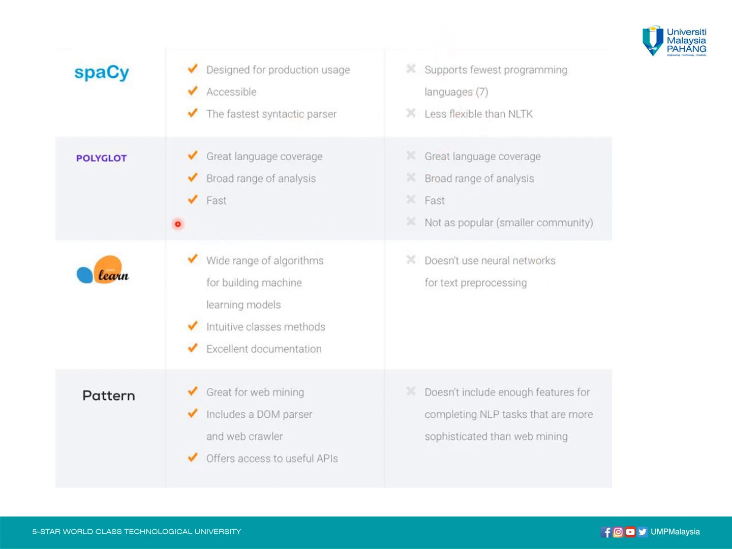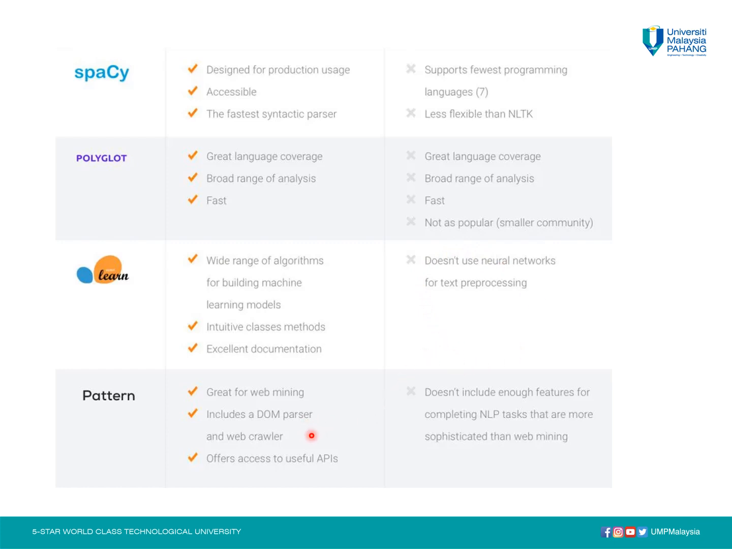And then the next one is Polyglot. It has great language coverage, so there are a lot of languages in there, a wide range of analysis, and it's fast. And then scikit-learn. Scikit-learn you already know. This library is a very popular machine learning library, which can also be used for text mining. It has a wide range of algorithms, a consistent classes method, and excellent documentation. But the downside is that you cannot use neural networks for text processing.